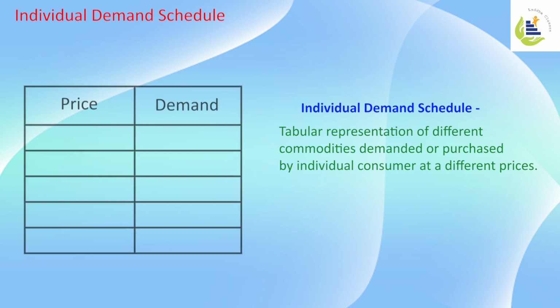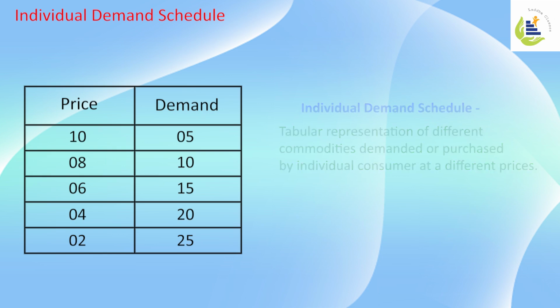So in a table you can identify that at price 10 of a specific commodity, let's say A, 5 products are demanded. At price 8, 10 products are demanded. At price 6, 15 products are demanded. At price 4, 20 products are demanded. At price 2, 25 products are demanded. So if you plot the graph of this data, you'll see this phenomenon.